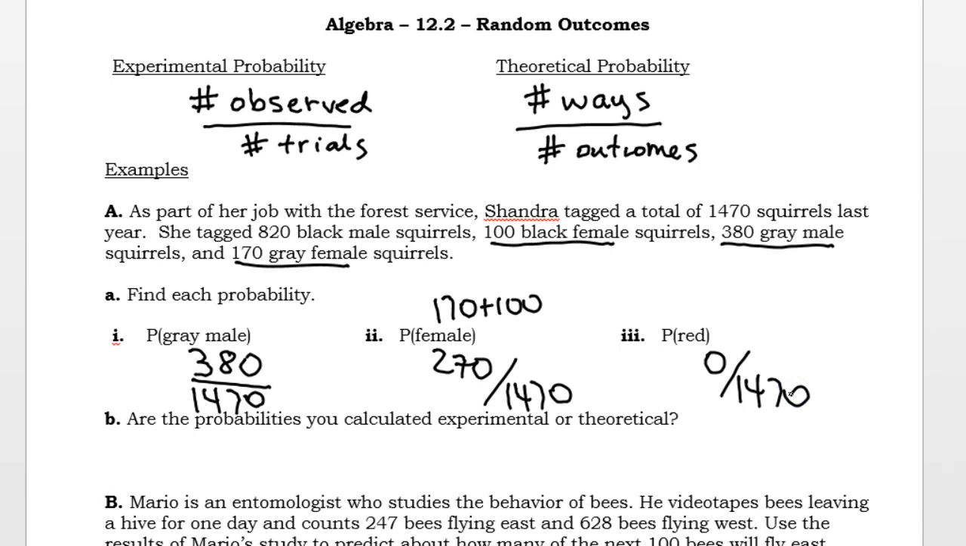Letter B says, are the probabilities you calculated experimental or theoretical? So the question is, did I consider all of the squirrels in the whole forest, or did I just consider the squirrels that were obtained through this experiment that Chandra did? And this is just experimental, because we're just looking at the squirrels in her experiment, in her collection. We're not looking at all the squirrels in the whole forest. If we looked at the entire forest, that would be theoretical.